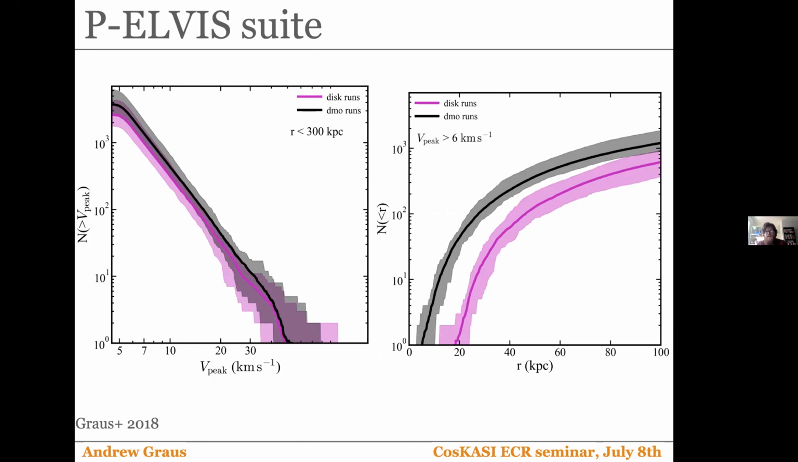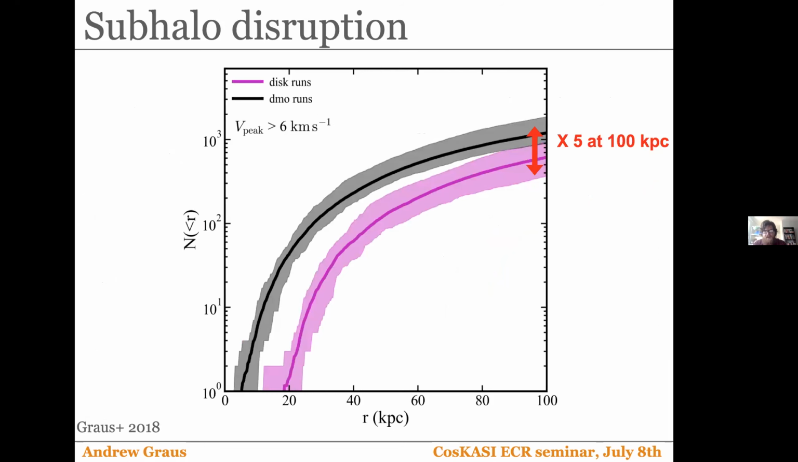But to look at this in a little more depth, we can plot the radial distribution of subhalos. We're now plotting everything with a V peak greater than 6 kilometers per second, and the number of subhalos as a function of radius, cumulative going outward. What you can see between the dark matter only simulations and the ones with the disk potential is that while there's about a factor of 2 to 4 decrease at 100 kiloparsecs, it gets much more severe as you get very close to the halo. By the time you get to about 20 kiloparsecs, it's more like a factor of 10 decrease in the number of subhalos. Furthermore, there's an innermost radius for subhalos that's very different between the dark matter only and disk simulations, where you wouldn't expect to find many subhalos at all within about 20 kiloparsecs.